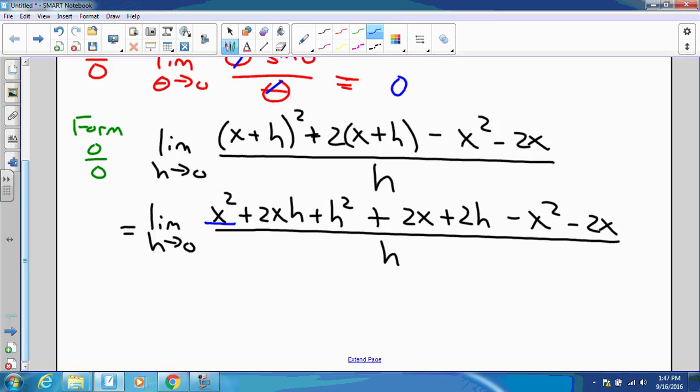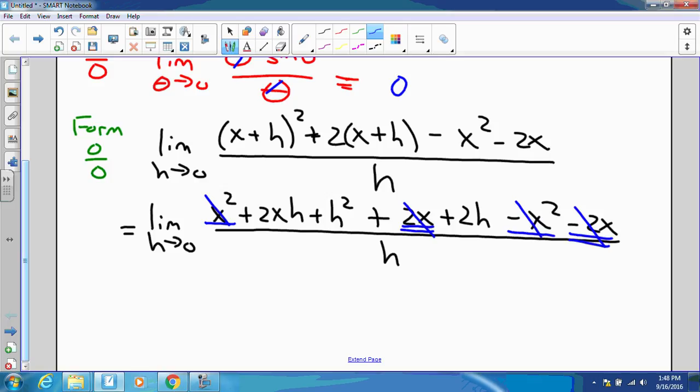Because I observe that I have some like terms that can be combined. I have an x squared and a negative x squared. Those cancel. And I also have a 2x and a negative 2x. And those cancel.